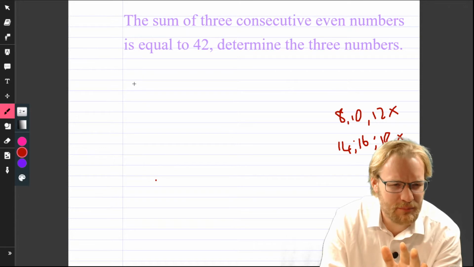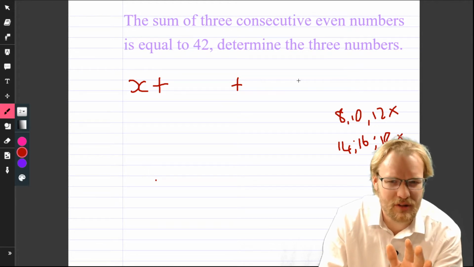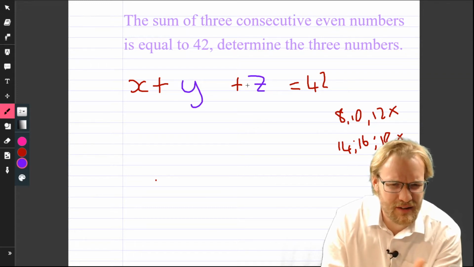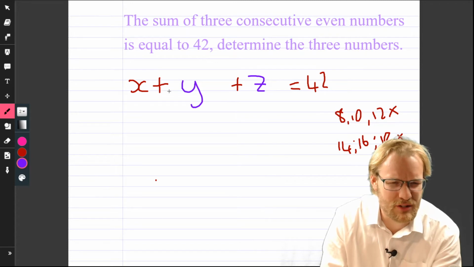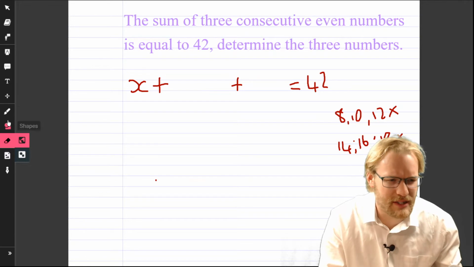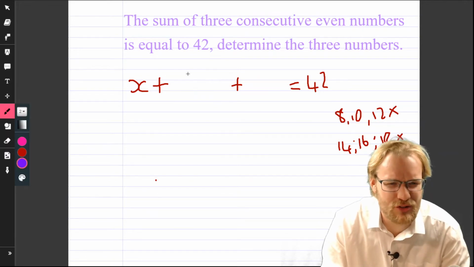So if our first number is x, and we're doing the sum, we must be adding that to something and then adding it to something else. And once we've added these 3 numbers, what is it equal to? Well, it's equal to 42. But what are these other 2 numbers? We don't want to say y and z, because if we said plus y plus z, it's going to be difficult to solve this equation because there are 3 things we don't know. So instead of y and z, we can call these numbers something in terms of x.